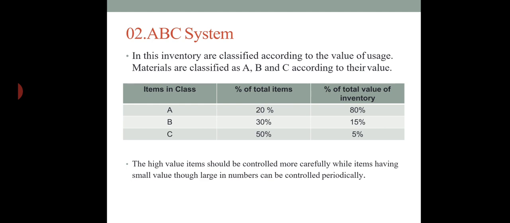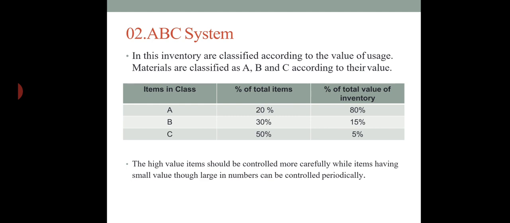In this slide, items A, B, C are given. The percentage of total items is also given, and the percentage of total value of the inventory is also given. The total number of A category items is only 20%, but the total cost or total value of the inventory of A category items is 80%.